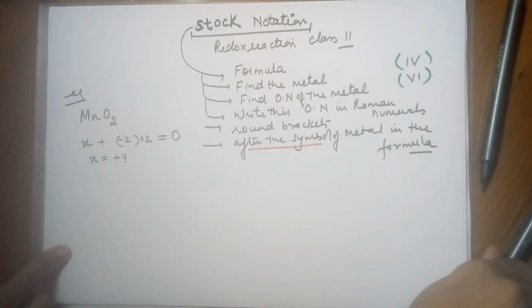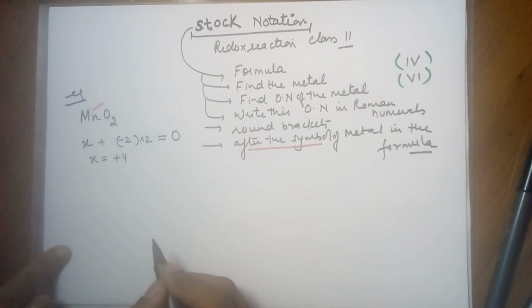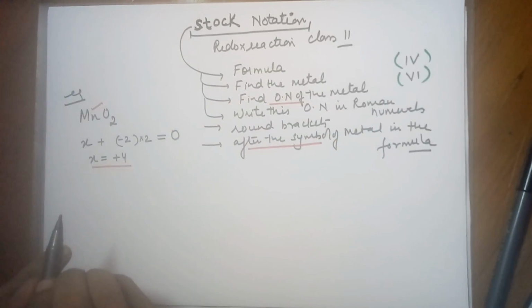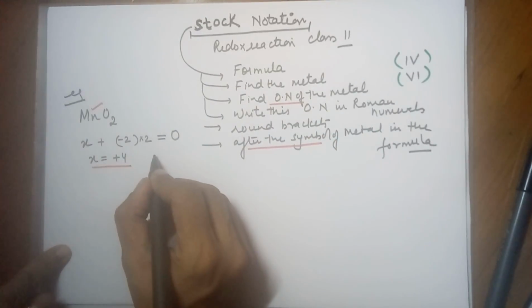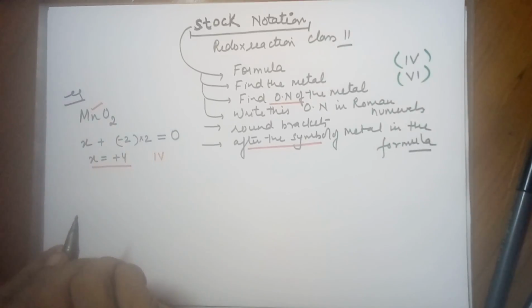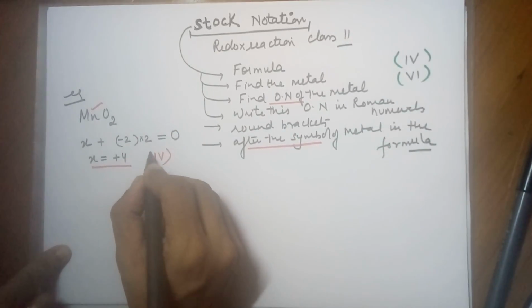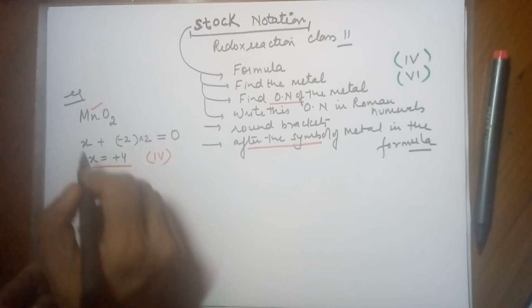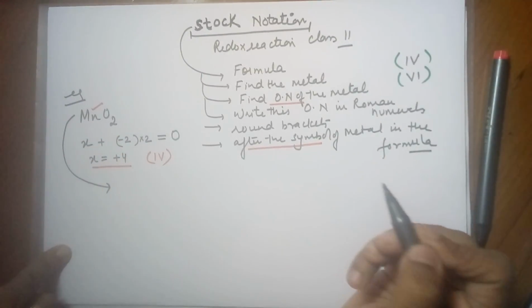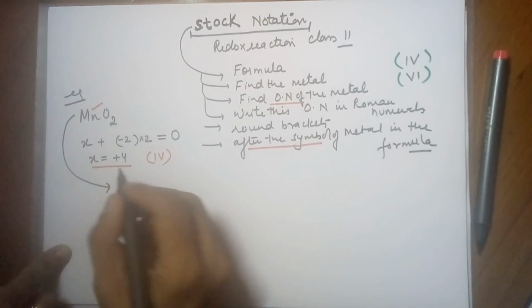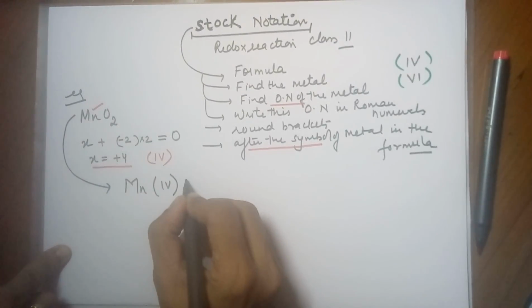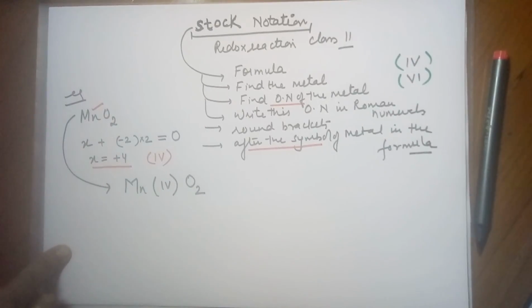So, the first step was to identify the metal, which you did. Second step was to find its oxidation number, which you found. Now you need to write the oxidation number in Roman numerals, and then put it in round brackets. Lastly, you need to write it in the given formula. So if you are asked for a stock notation of MnO2, your answer should be Mn(IV)O2. I hope I'm clear on that.